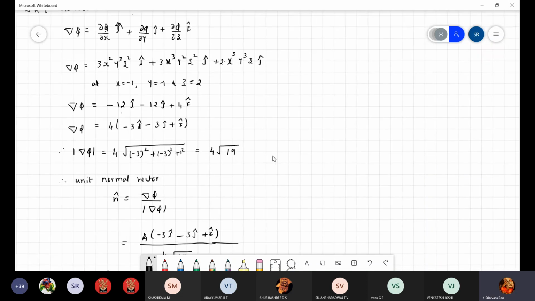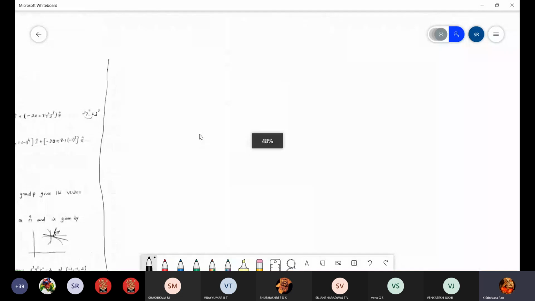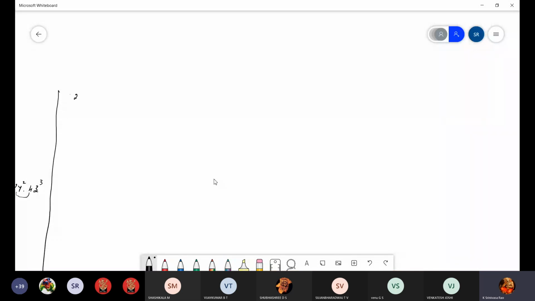Find the unit normal vector for phi equals x squared yz plus x y squared z plus x y z squared, equal to 3, at 1, 1, 1. So simple substitution of 1, 1, 1, no negative at all.